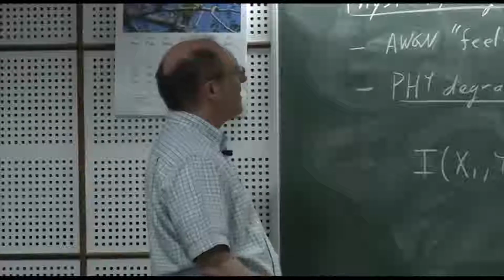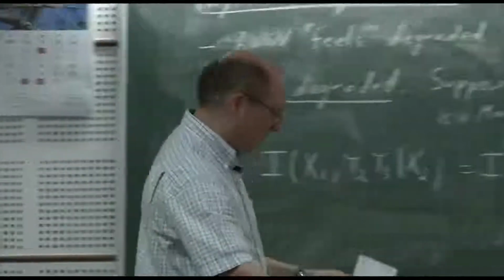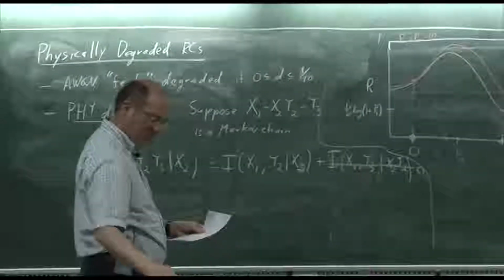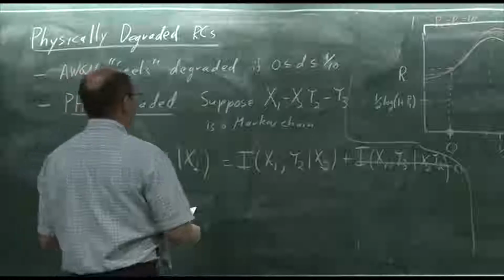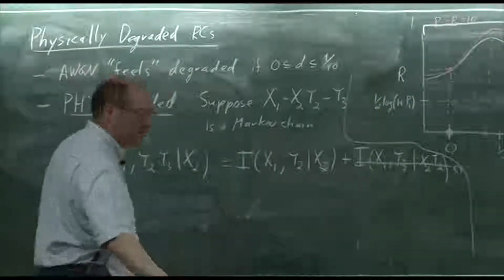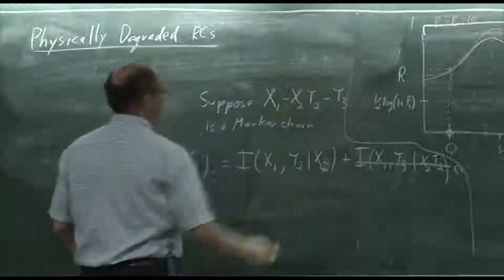So let's talk about one other type of degradation that's called reversely degraded. For reversely degraded channels, we just swap y2 and y3. So a relay channel is called reversely degraded.